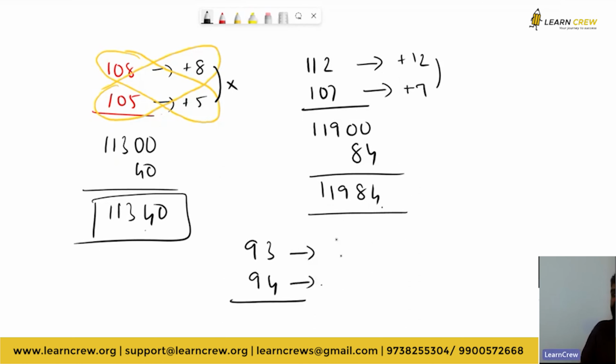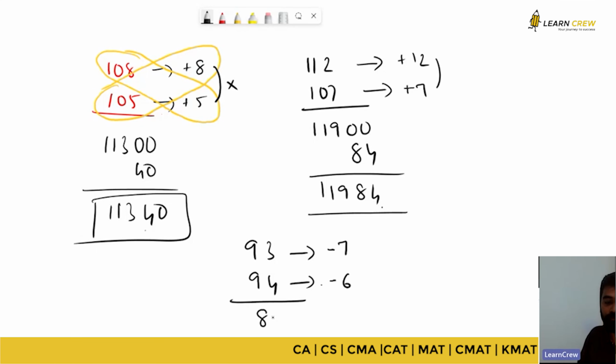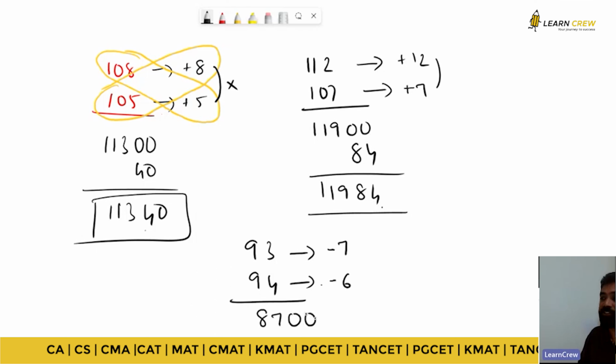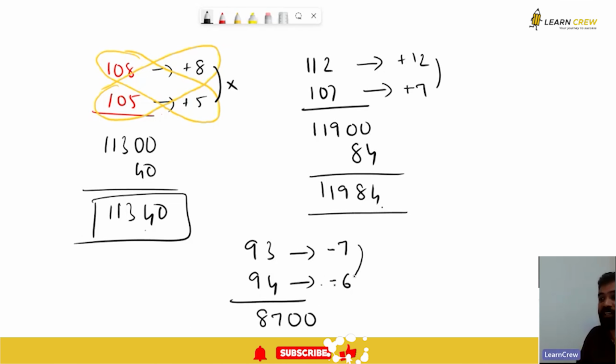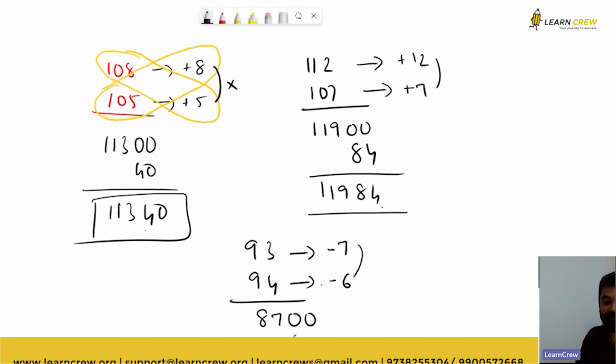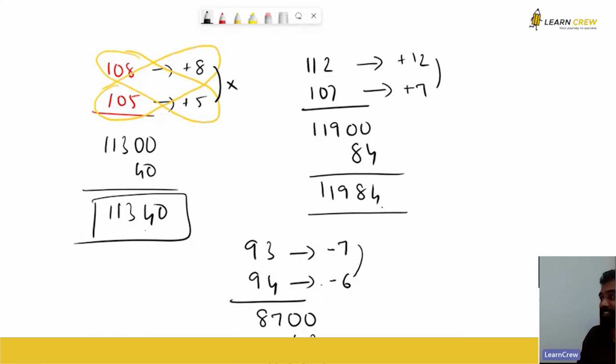Okay. Now, if you're having some number like 93 into 94, then what will you do? Minus. 93, how much is it lesser than 100? 7. Minus 7. This one, minus 6. 93 minus 6 is 87. Add 2 zeros. Then 6 sevens are 42. Minus into minus is plus. So the answer is 8742.